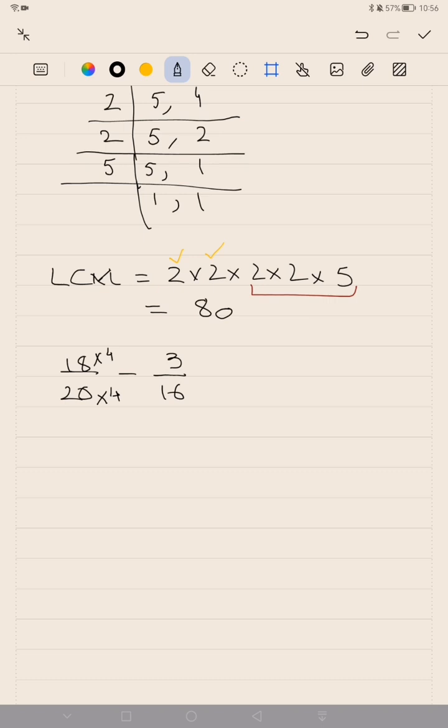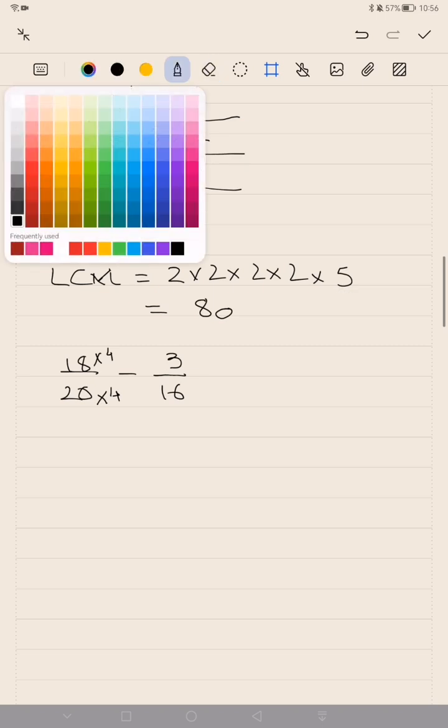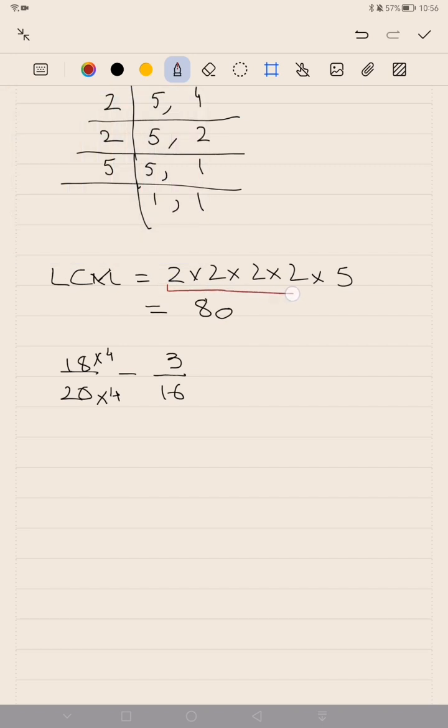Now, to convert the denominator 16 into 80, first we will find out with which number I have to multiply 16 to get 80. Now look at these factors of the LCM. 2 into 2 into 2 into 2 makes it 16. So what are we left with over here? 5. So it means I have to multiply 16 by 5. And as a rule I will multiply the numerator 3 also by 5.